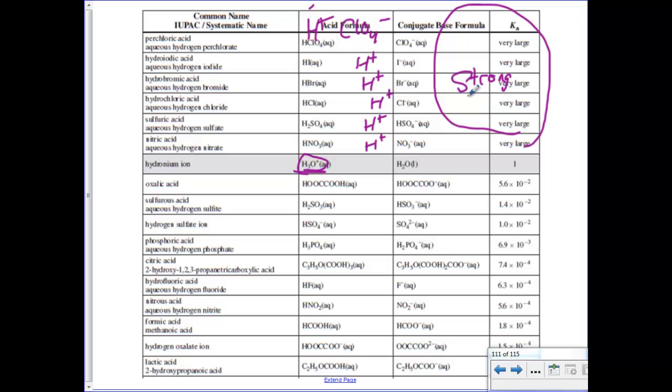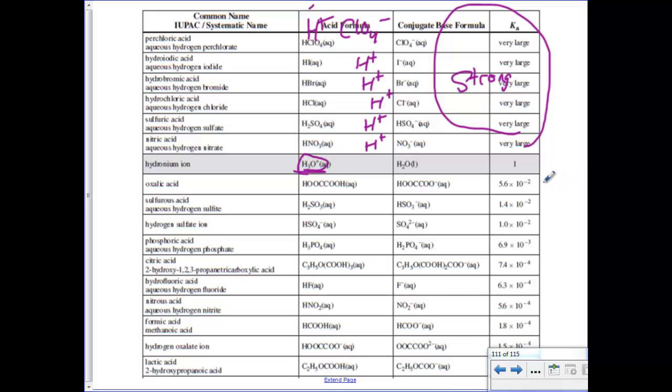They always break apart. So if I use the analogy of a couple, hydrogen and iodide are getting a divorce. Always. Hydrogen and bromine breaking up, Splitsville. Whereas these guys down here, they will split up, but sometimes. So maybe half of them will, half of them won't. Or maybe 5 of them will and 95 of them won't.